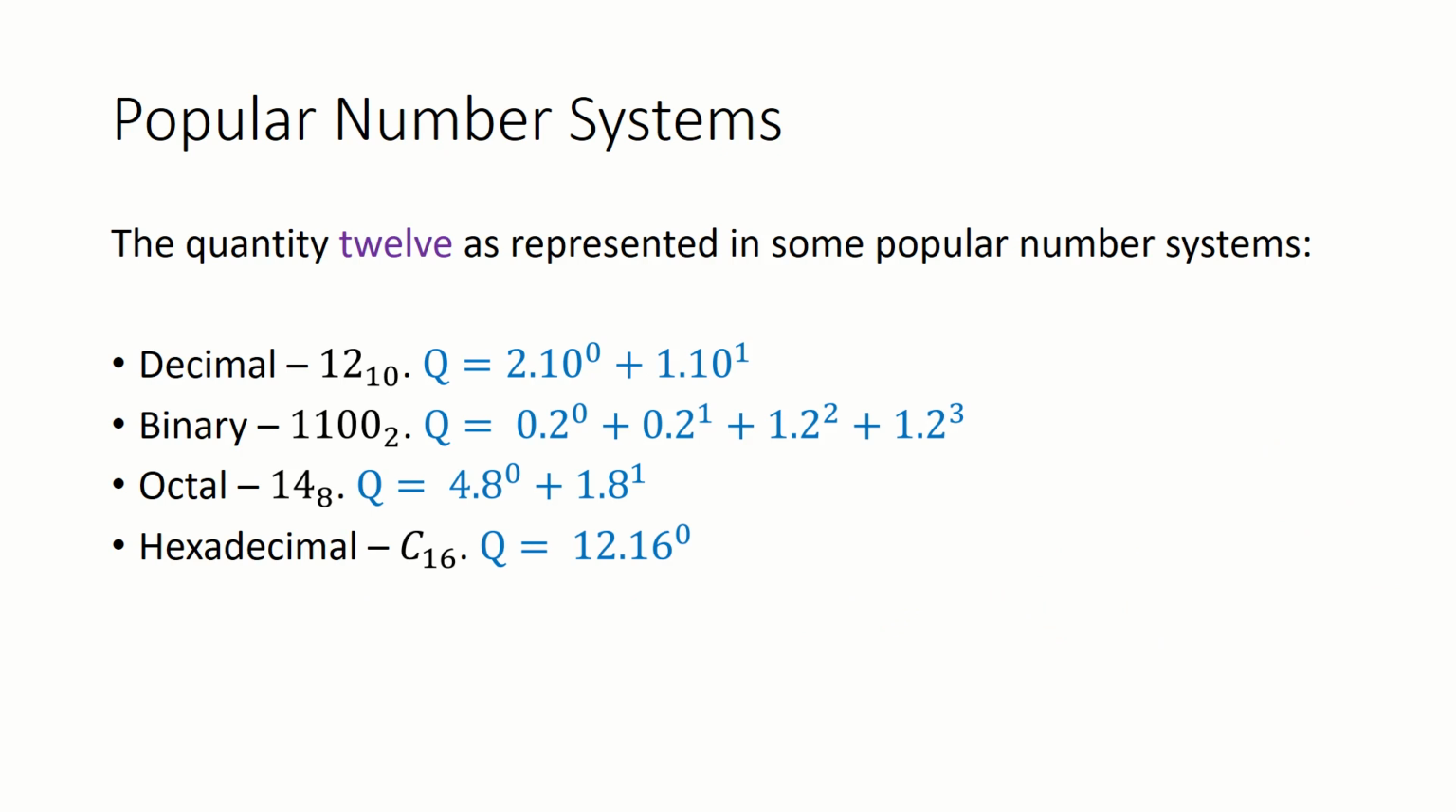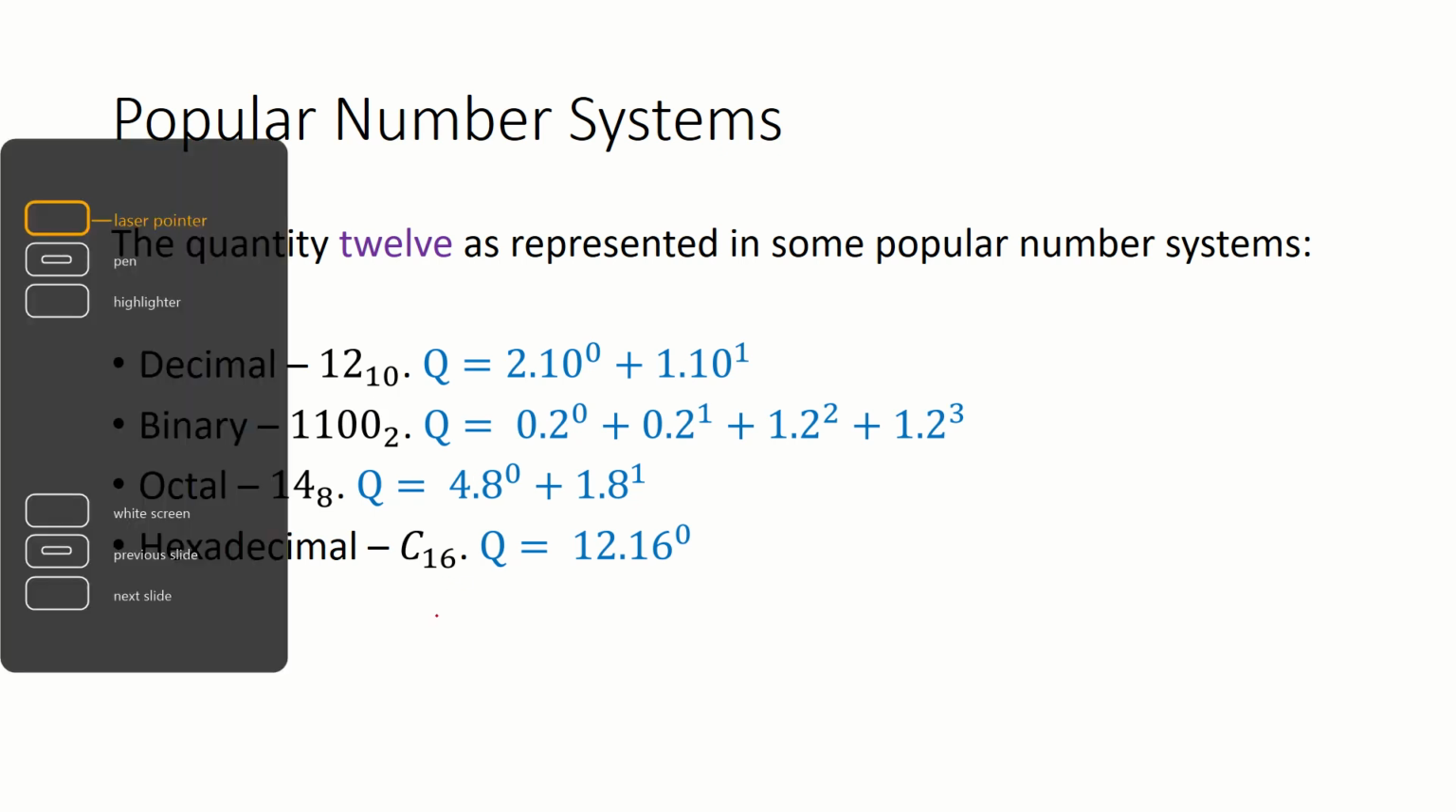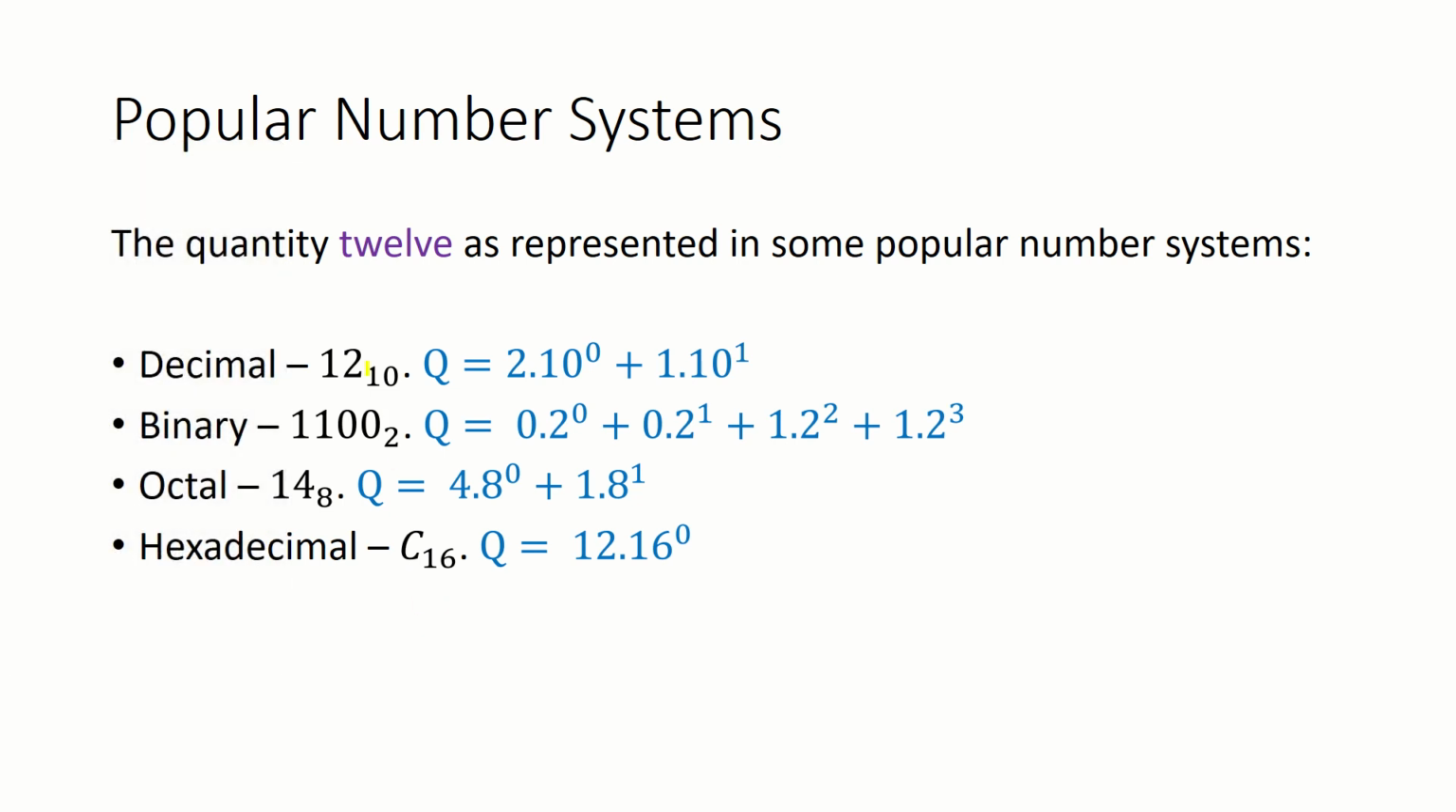So, for an example, we represent the quantity 12 in some popular number systems. So, in decimal it is 1 2. So, we now start referring to numbers as 1 2 like this, not by the value of 12 here. So, decimal is 1 2 and you notice that we have started writing this suffix number here.